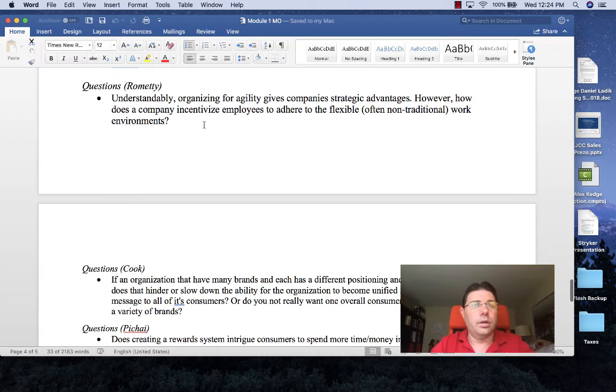Understandably, organizations with agility have advantages. However, does a company incentivize employees to be flexible, often in non-traditional work environments? So, how do you incentivize employees to adhere to being flexible? It's survival. I mean, do we want to keep our job? The only way companies can stay ahead is if they continually reinvent themselves. This is the competitive world that we live in. Nothing can ever stay the same. If you're not interested in change, you're not interested in survival.